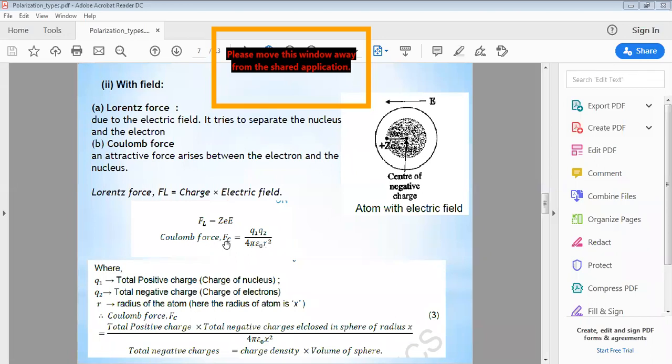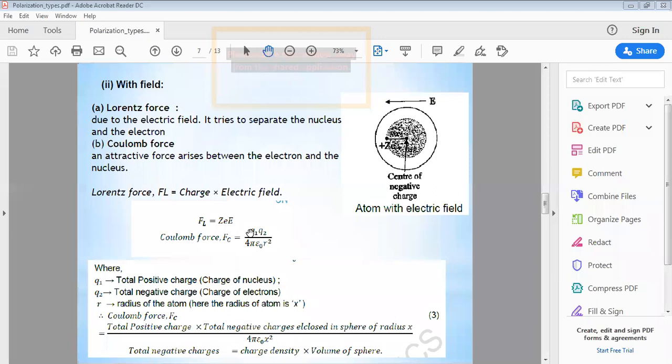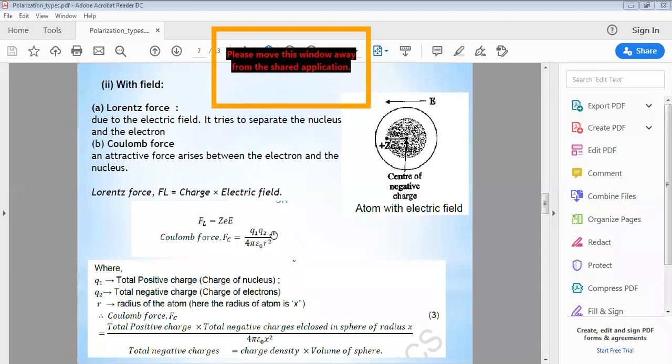So the Coulomb force is given by Q1 Q2 divided by 4 pi epsilon naught R square, where Q1 is the positive charge, the nucleus. We are taking the nucleus as a point charge. Q2 is the charge due to the electron cloud, and R is the distance of separation between your nucleus and the electron cloud. Okay, so that is fine.